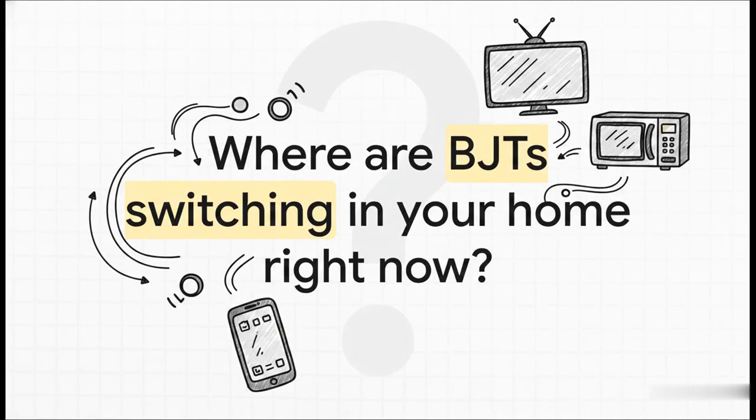So we know BJTs are the invisible workhorses amplifying and switching away inside our electronics. But I want to leave you with this. Take a quick look around the room you're in right now. Where in your own home are BJTs acting as switches at this very second? Is it in the logic gates of your smart TV? Maybe the digital display of your microwave? Or what about inside the processor of the exact device you're watching this explainer on?